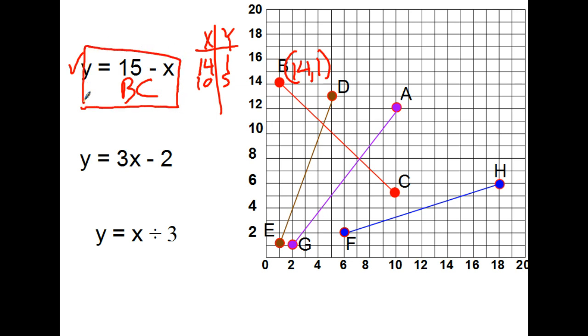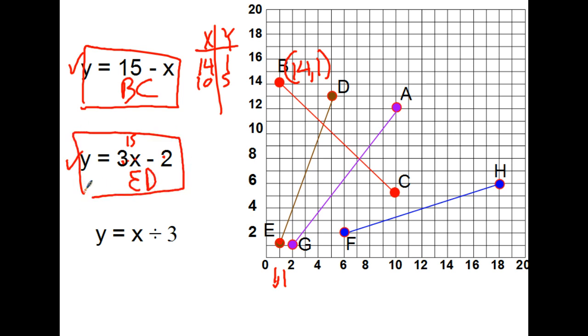Let's go on to another point. Let's just try E out here because it's at 1, 1. That seems like it ought to be simple to do. If I put a 1 in for X, 3 times 1 is 3. 3 minus 2 is 1. Check the other end point of it, which is D, which is up here at 5, 13. If I put a 5 in, 3 times 5 is 15. 15 minus 2 is 13. So that one, ED, works.